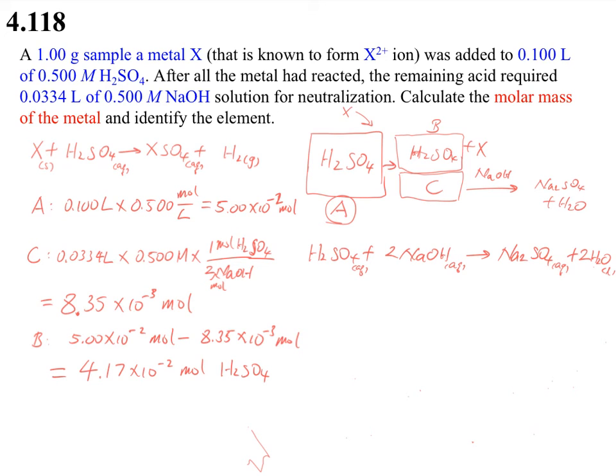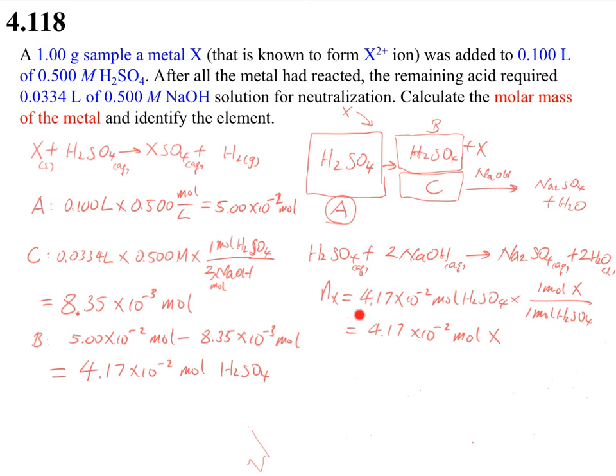Now, we have the mole number of sulfuric acid. Do we know the mole number of X? The answer is yes. The mole number of sulfuric acid and the mole number of X reacted is a 1-to-1 ratio. The mole number of X is equal to the mole number of sulfuric acid reacted with it. So 1 mole of sulfuric acid corresponds to 1 mole of X, and the mole number of X is 4.17 times 10 to the negative 2 mole.